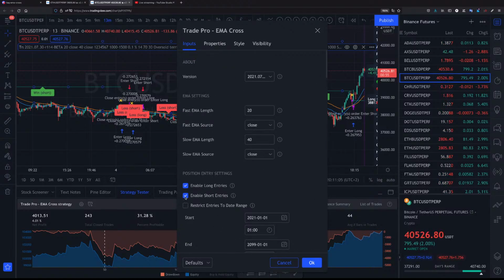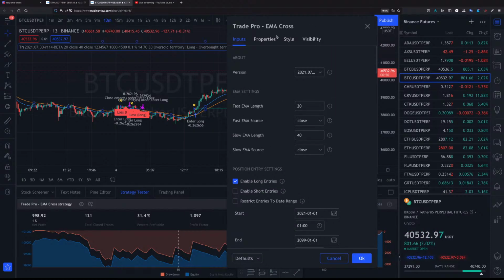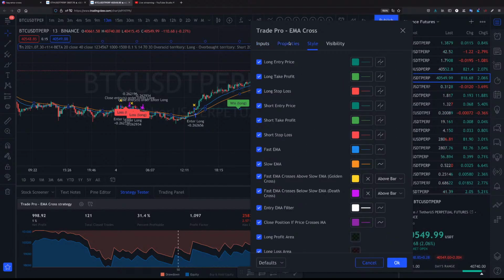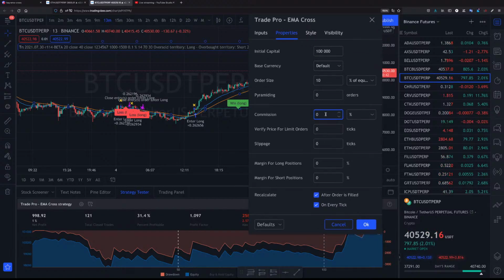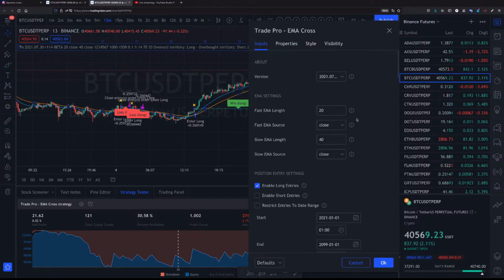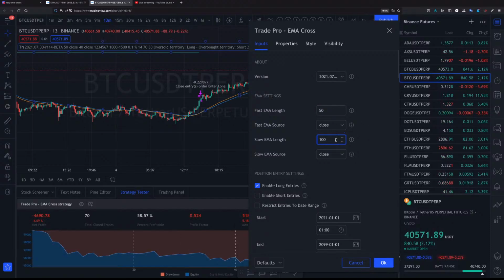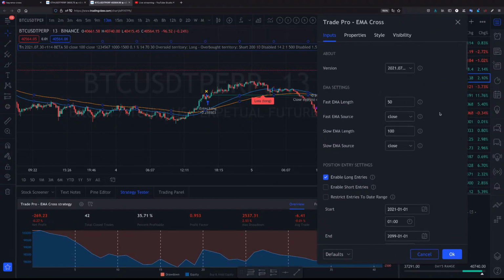Okay, let's see, enable longs. Let's enable only longs here. Yay, we have 1% profit. Let's put in this commission, $0.04, and we got almost 0 profit. Yeah, let's say that we tried this. No good.